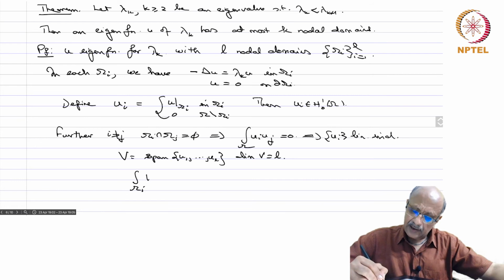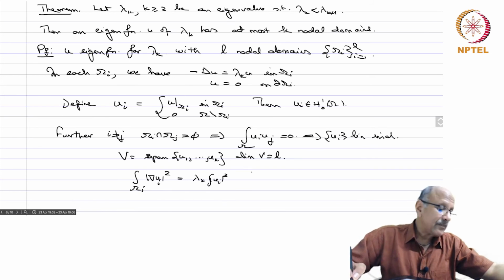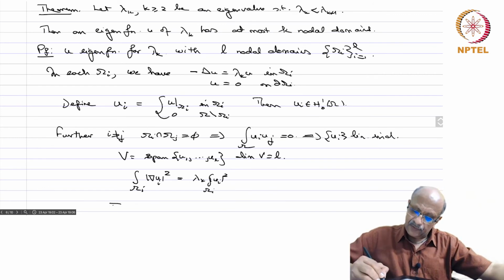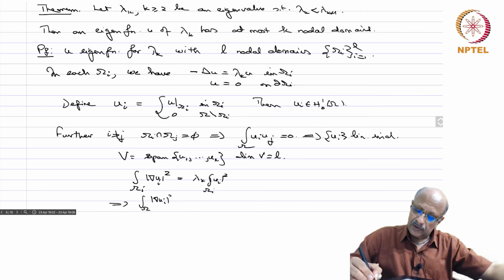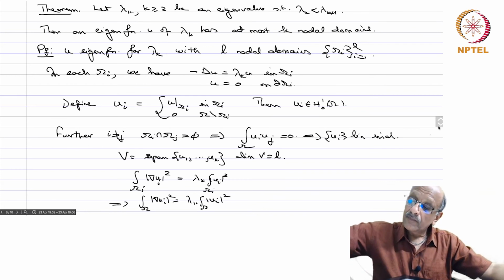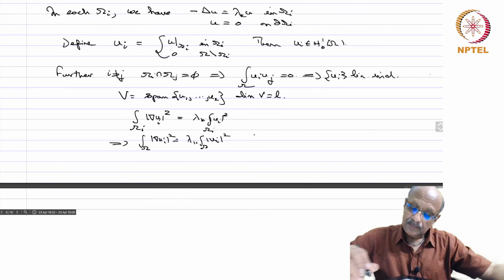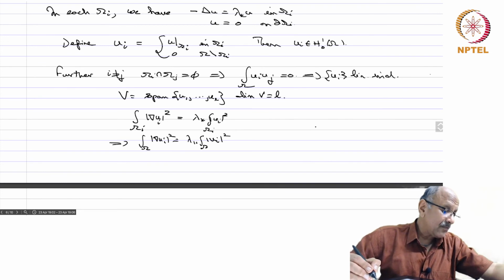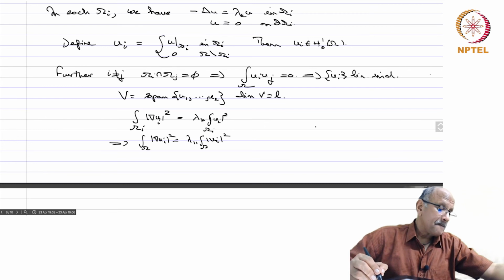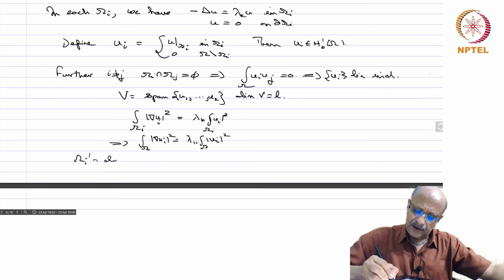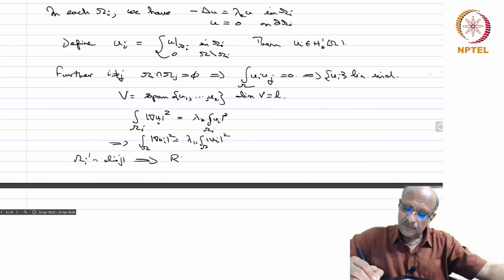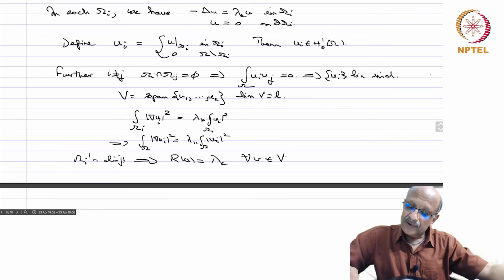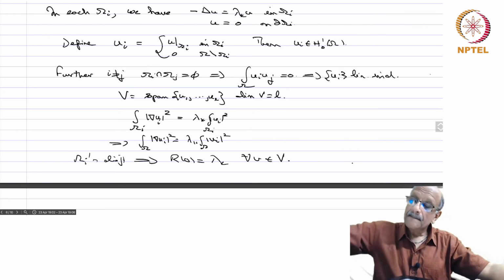So, the integral on Ω_i of |grad u_i|² is the same as λ_k times the integral of u_i². And therefore, this implies that the integral on Ω of |grad u_i|² equals λ_k times the integral over Ω of u_i² also. And since all the Ω_i's are disjoint, this implies that R of v is also λ_k for every v in V. So now we are through.